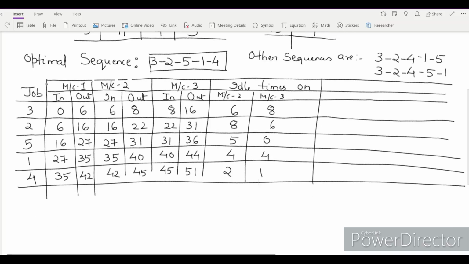Now what you do, you add up the idle times. Idle time is desirable or it is not desirable? Tell me. Undesirable. Non-desirable because it is a wastage of your machines, isn't it? So now add the idle time of machine 2 as well as the idle time of machine 3 of this sequence. This is the optimal job sequence 3 2 5 1 4.